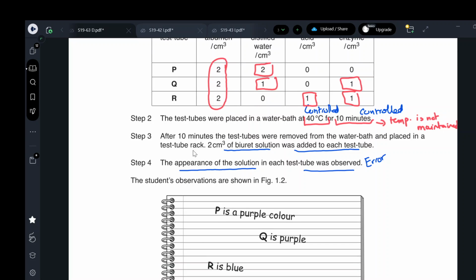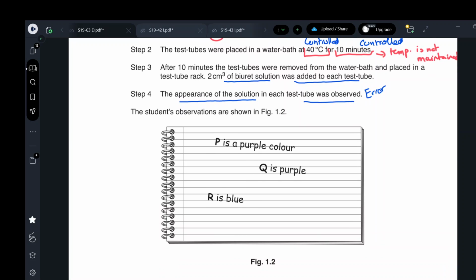After 10 minutes, the test tubes were removed from the water bath and placed in a test tube rack. 2 cubic centimeters of Biuret solution was added to each test tube. The appearance of the solution in each test tube was observed. Anything with colors is difficult to judge by the eye because it's subjective, so we have to use a colorimeter. He gave you the results, the student's observation.